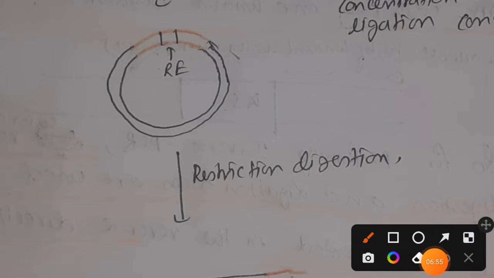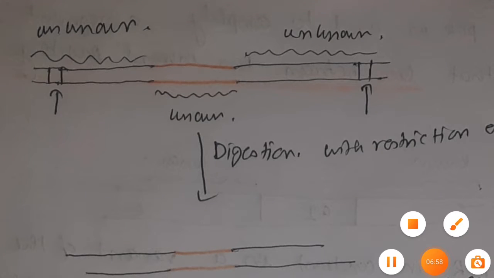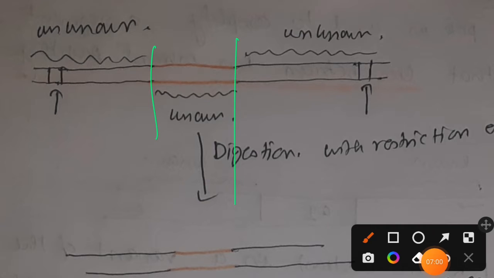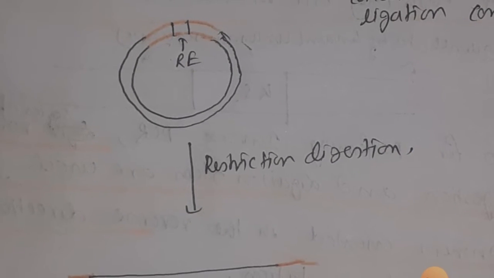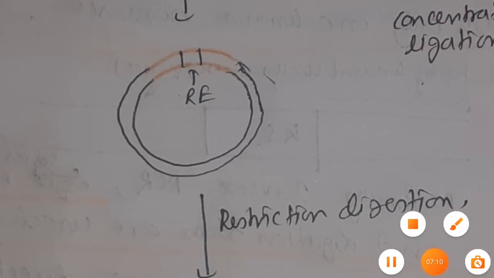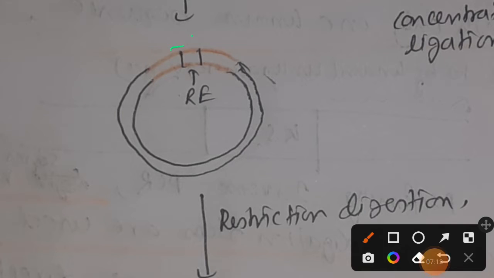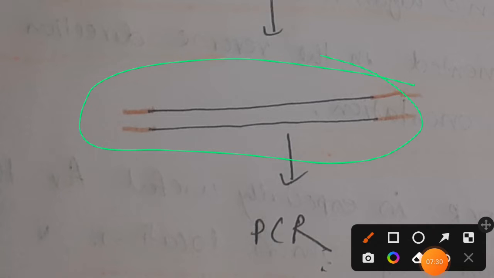Now, as I have told you, this sequence is known to us, so it is obvious that there can be a restriction site present. So we will use that particular restriction enzyme to digest our known sequence. And remember, we will try to choose a restriction enzyme that will create blunt ends. Okay, so we will get this, right?